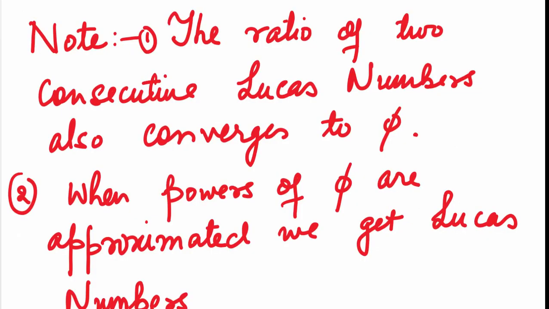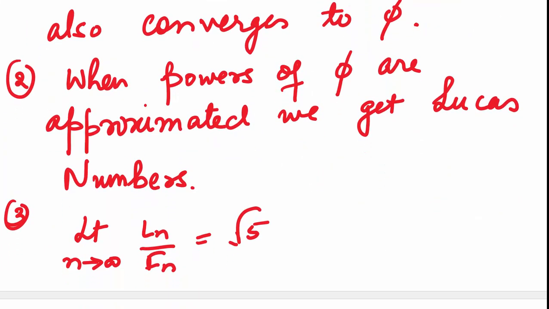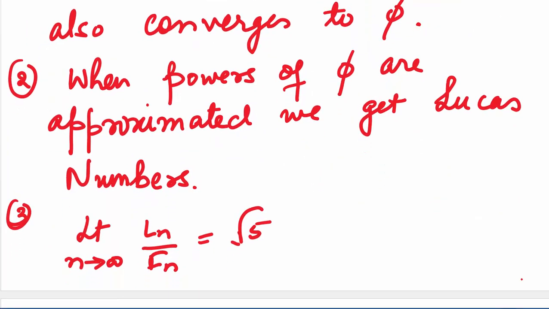Few things again to note. The ratio of two consecutive Lucas numbers also converges to the golden ratio, just like Fibonacci numbers. When powers of the golden ratio are approximated, we get the Lucas numbers. You can try this. It's a wonderful result. Limit n tending to infinity, Ln by Fn will always be root of 5. And lastly, remember guys, the Lucas sequence forms the second row of the Wythoff array. Of course, the first row is the Fibonacci sequence.